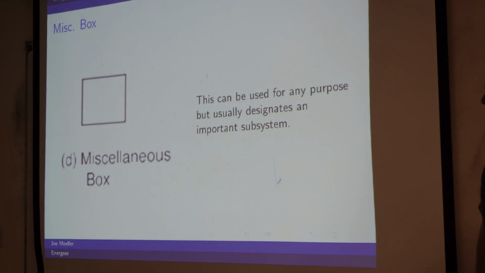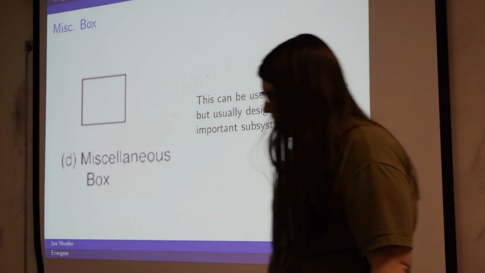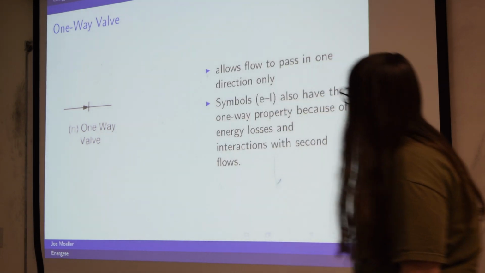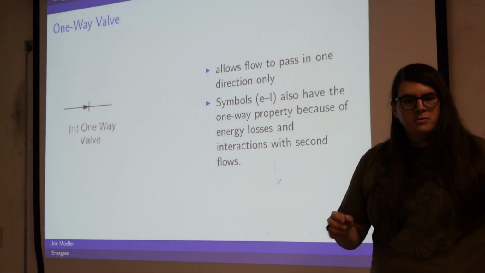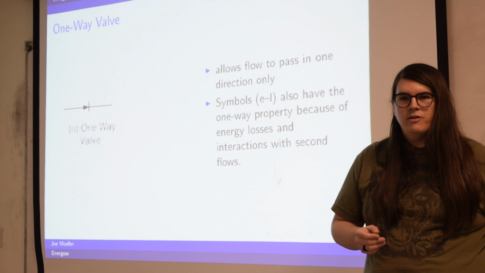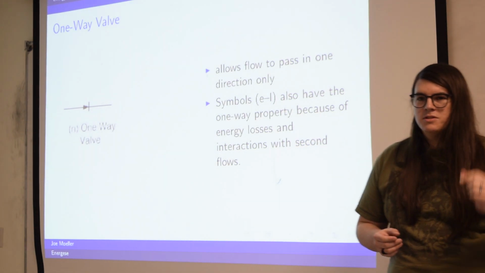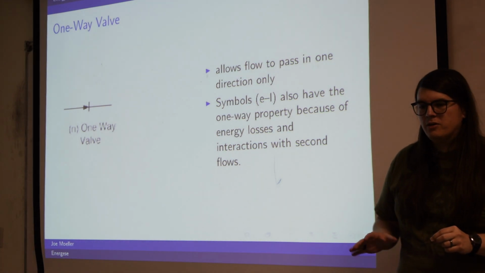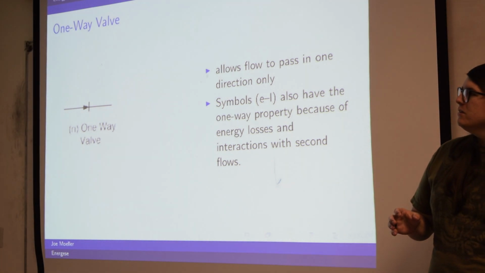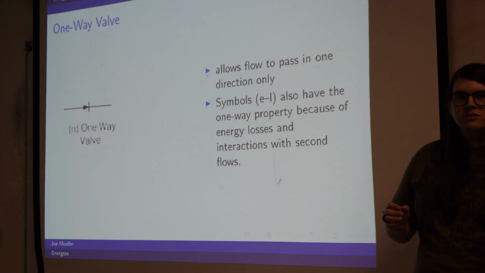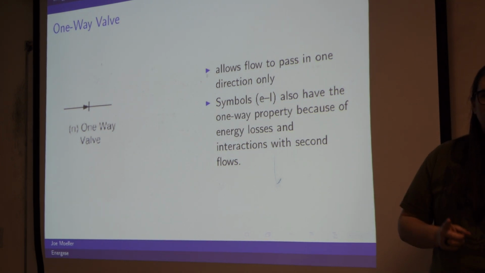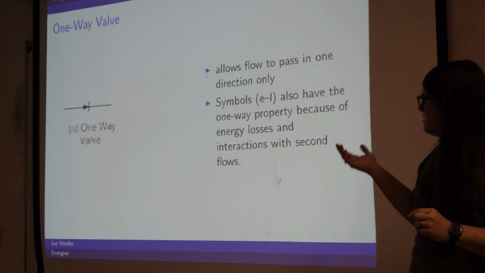So miscellaneous box. It's just a box, and you can use it for whatever you want. So one-way valve: whenever there's an arrow and then a line cutting it off, it means it only goes this way. This is also kind of odd for string diagrams in category theory, where strings go in a certain direction, and if you want to go in the other direction, you have to put a different string that actually goes the other way.